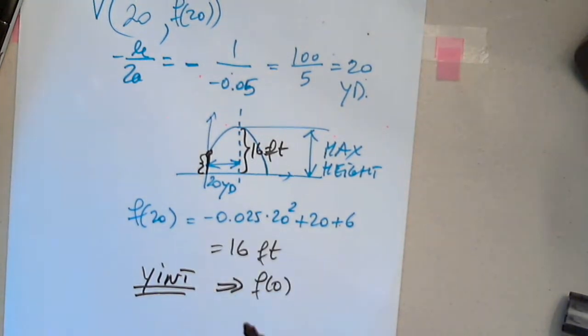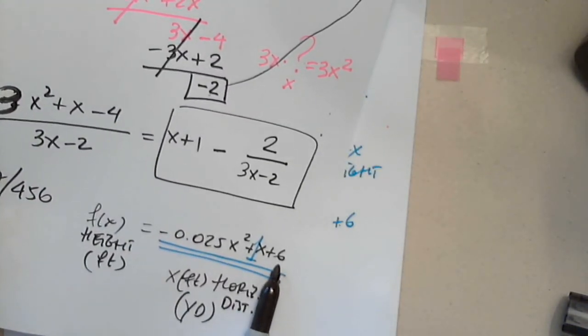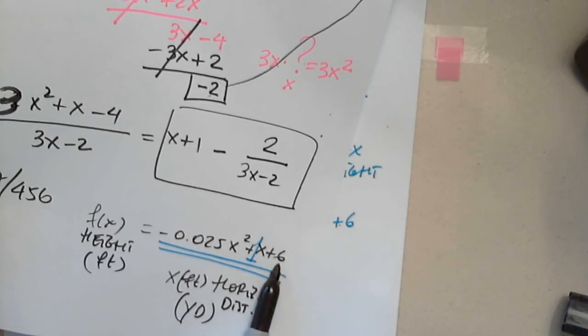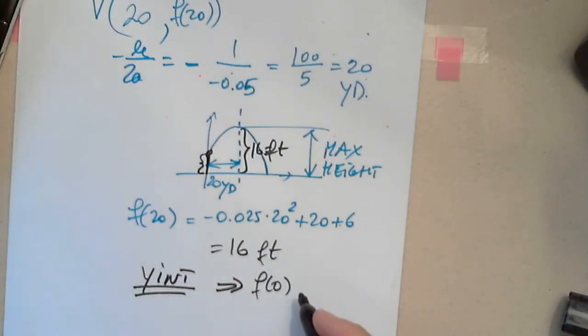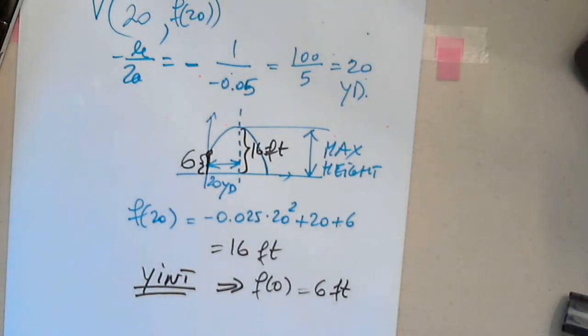Very easy. Where is my function? I put it aside. 0, 0, how high? 6 feet. 6 feet. So this is 6.